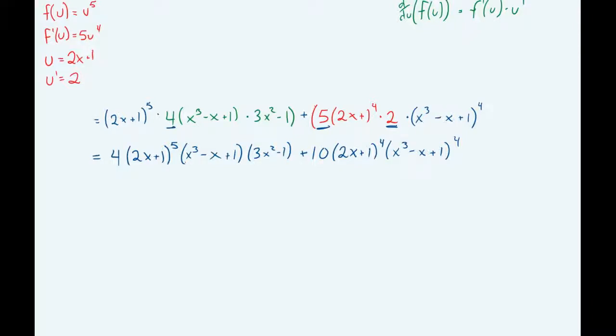And now if I wanted to get real fancy, I have (2x plus 1) to the fifth here and (2x plus 1) to the fourth there. I could factor that out of all of it. Factor out (2x plus 1) to the fourth. Could also factor 2 out of these. But we will leave this answer as we have it here. And this, folks, is our final derivative.